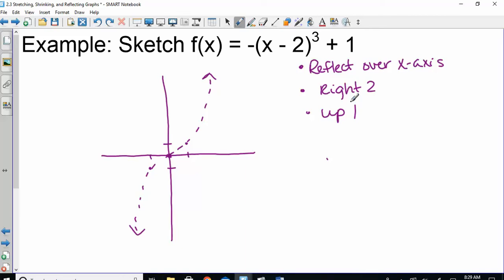When you are working problems like this, save your up and down movement for last. Most of the time it doesn't matter, but if you have flipping and moving up or down, it does matter which order you do them in. So my general rule is to always do the up and down movement last. If I have 0, 0 and flip that over the x-axis, does it go anywhere? No. And then we move right 2 and up 1.